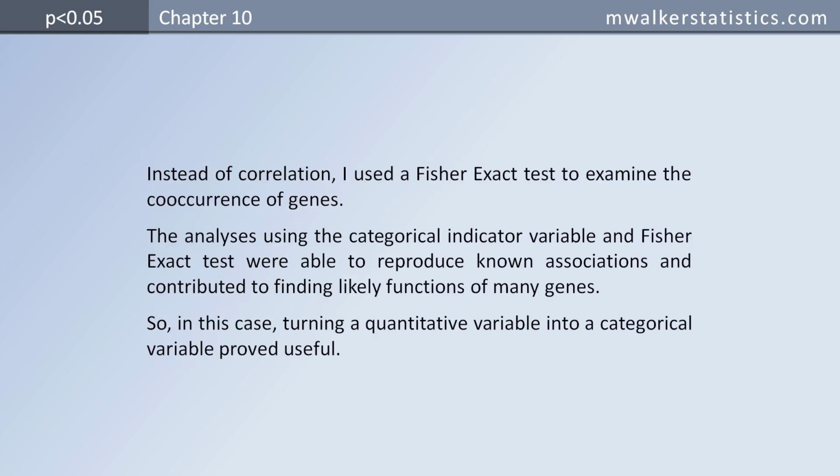Instead of correlation, I used a Fisher exact test to examine the co-occurrence of genes. The analyses using the categorical indicator variable and Fisher exact test were able to reproduce known associations and contributed to finding likely functions of many genes. So, in this case, turning a quantitative variable into a categorical variable proved useful.